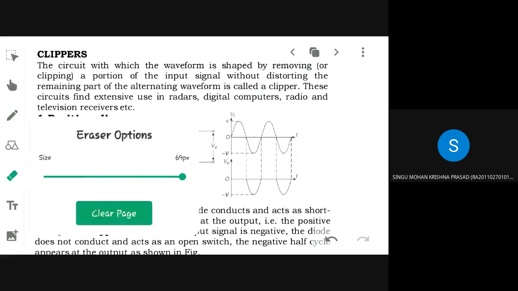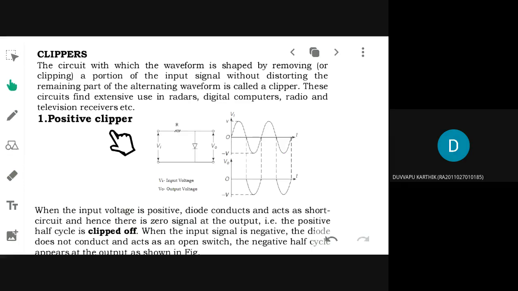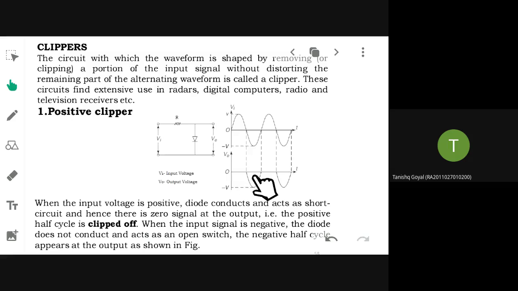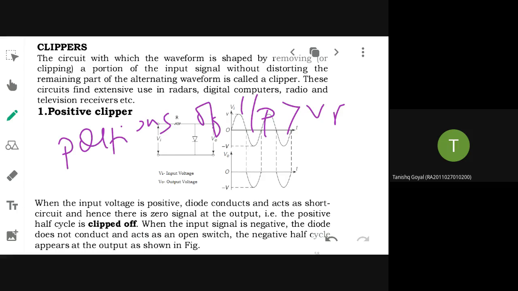So this diagram shows you what type of clipper? Positive clipper. What portion of the input waveform will it clip? Positive. If you refer to this waveform, this is your input waveform that has both positive and negative half cycles. But if you see the output, only the negative portions are retained. There are no positive half cycles. That is why it is called a positive clipper. Positive portions of the input waveform greater than V reference are clipped. Remember this point: portions of input greater than V reference are clipped.